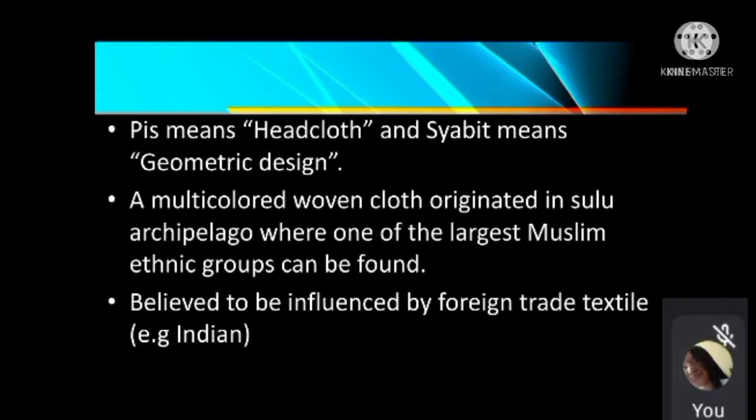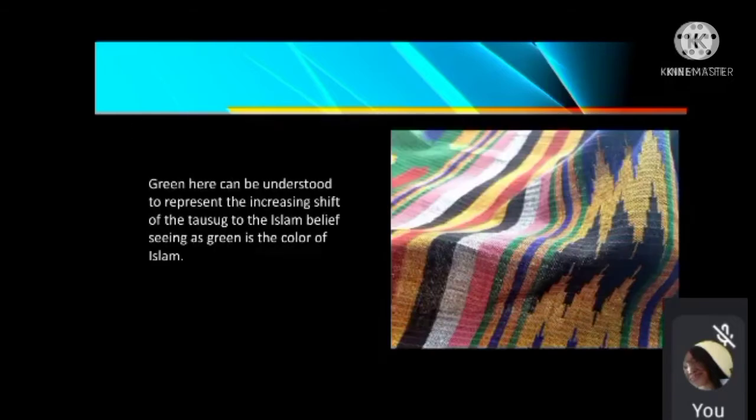And in some articles, you can read that it is influenced by foreign trade textile, and one of them is the Indian. Green here can be understood to represent the increasing shift of the Tausug to the Islam belief, seeing as green is the color of Islam.